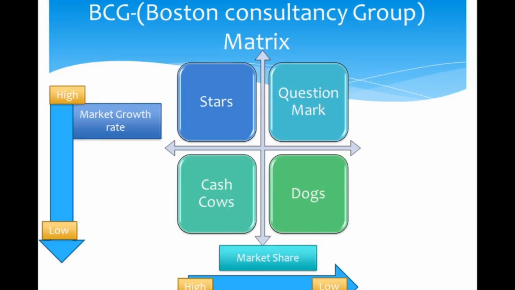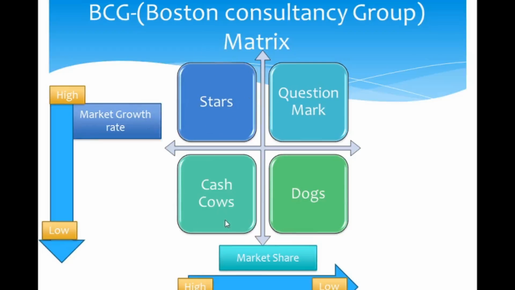That is, all the consumers want your product. But over a period of time, say 2 3 years later, everybody may have your product and don't feel the need to buy more. As a result, the attraction may reduce over a period of time and stars may become cash cows.